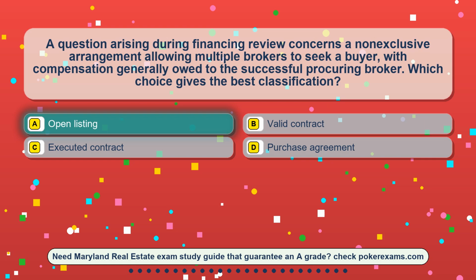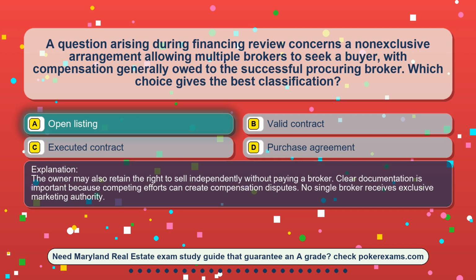The correct answer is option A, open listing. The owner may also retain the right to sell independently without paying a broker. Clear documentation is important because competing efforts can create compensation disputes. No single broker receives exclusive marketing authority.